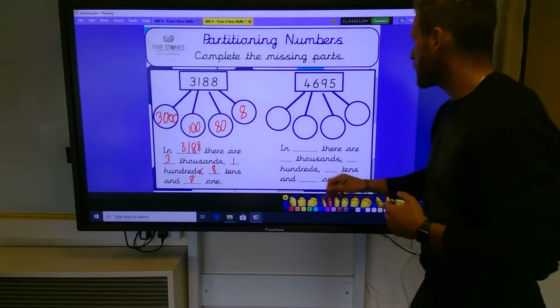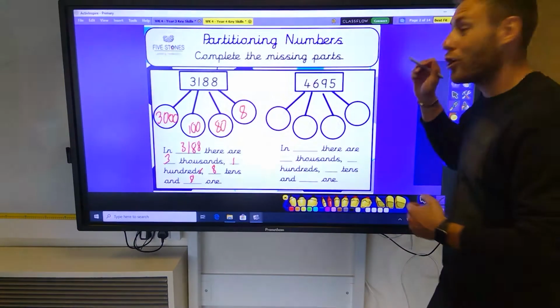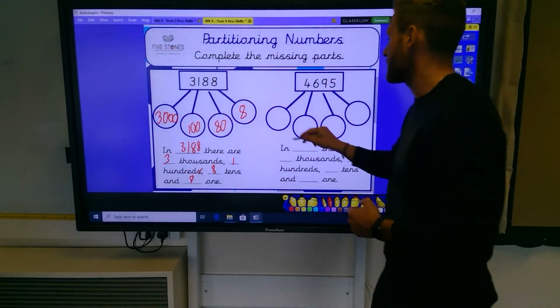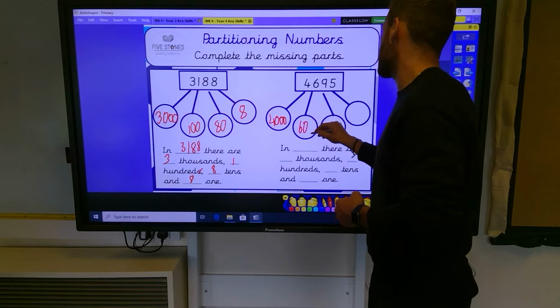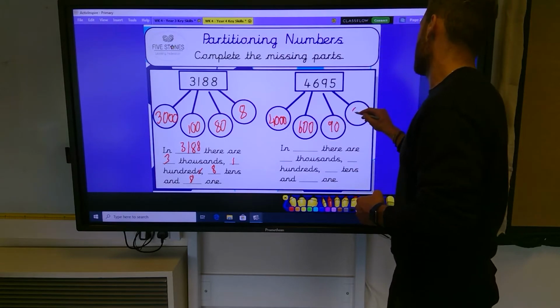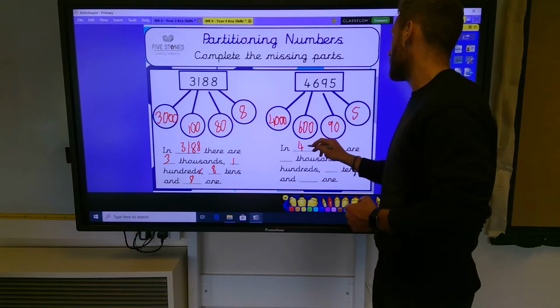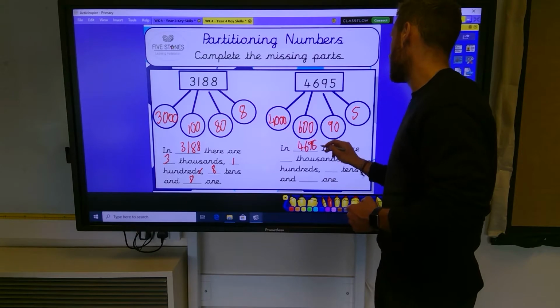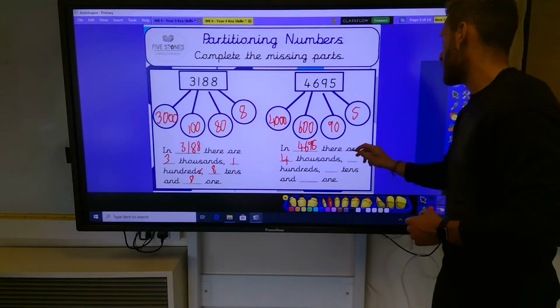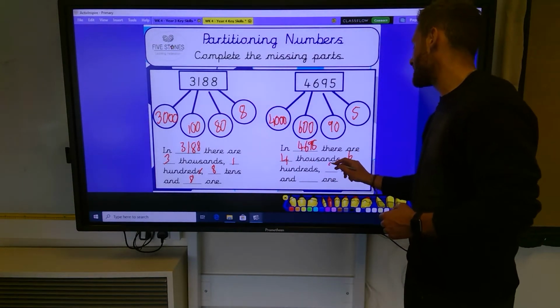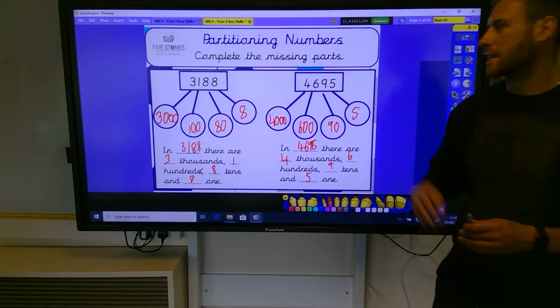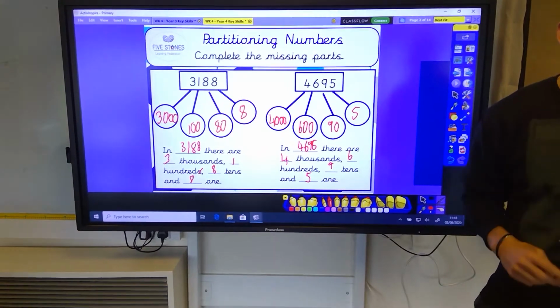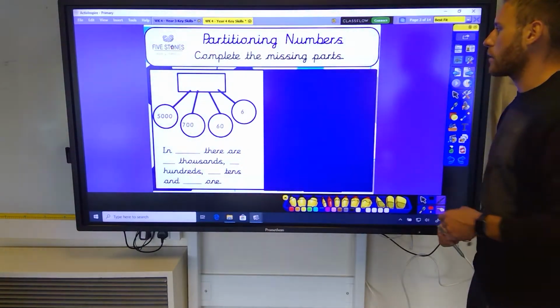Great, we should have that done now. What was the number? It was 4,695. Well read. We know in 4,695 there are 4,000s, there are 600s, there are 9 tens, fantastic, and there are 5 ones, fantastic. 4-digit numbers broken down into very manageable parts for us to work with.